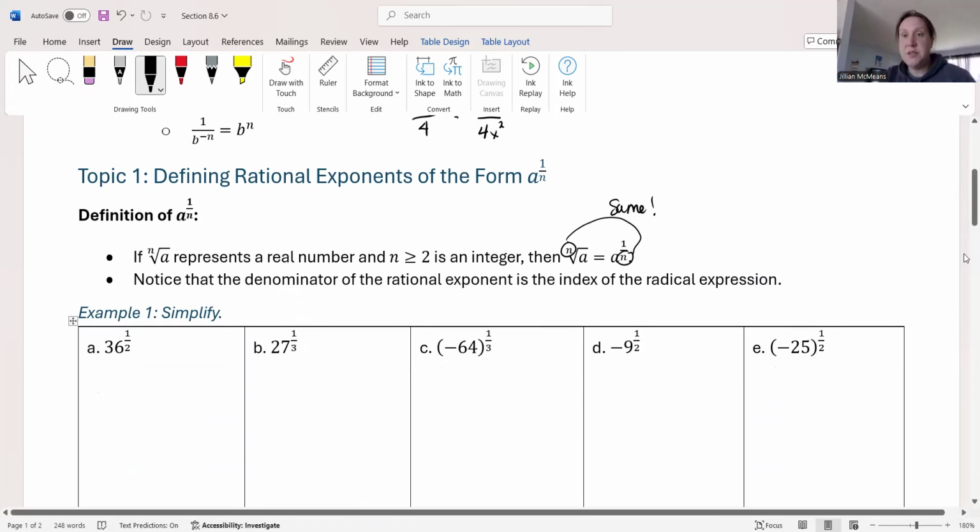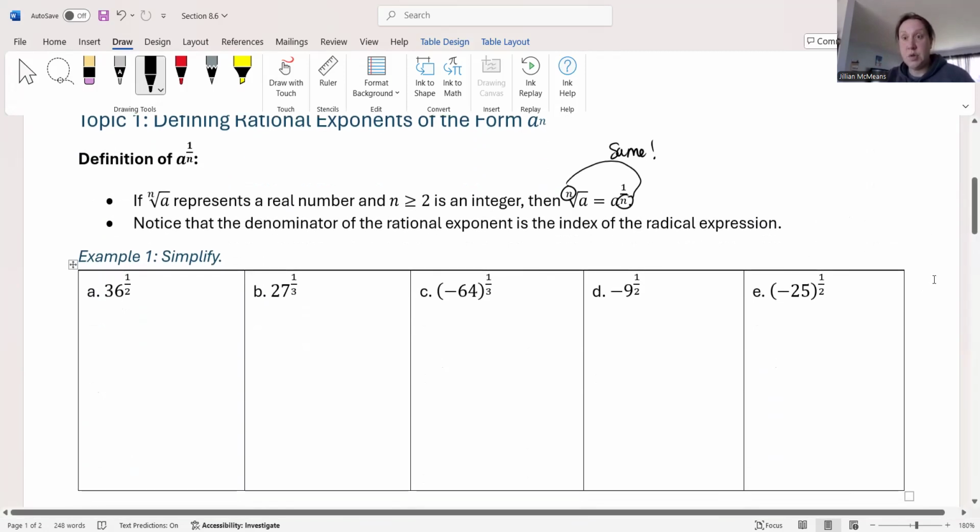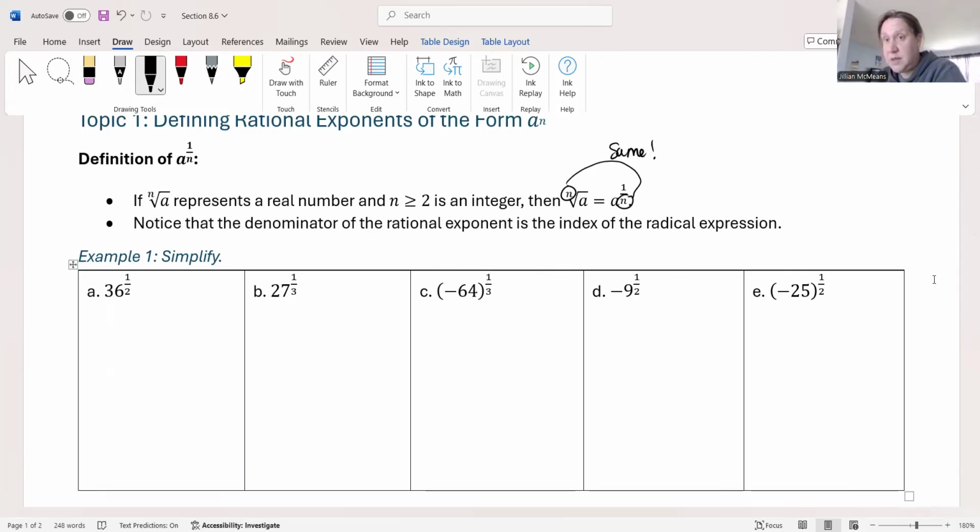The denominator of the rational exponent is the index of the radical expression. Okay, so for example 1, it just says simplify. So let's practice. So we have 36 to the 1/2 power. That tells me the index is 2. And if the index is 2, you're dealing with a square root. So we have the square root of 36. So we're looking for one of two identical factors of 36. That would just be 6. 6 times 6 is 36.